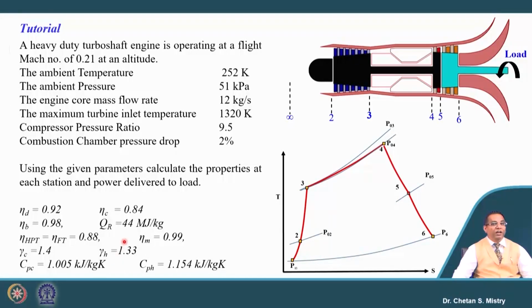Let me bring in an observation here. If you look at the compressor efficiency, it is 84%. For the engines we were discussing, such as the turbojet, turbofan and turboprop engines, this efficiency value was higher. For this kind of engine, the efficiency is slightly on the lower side. Similarly, the turbine efficiency is also 88%. So just observe these things carefully. Now, let us try to analyze this part.